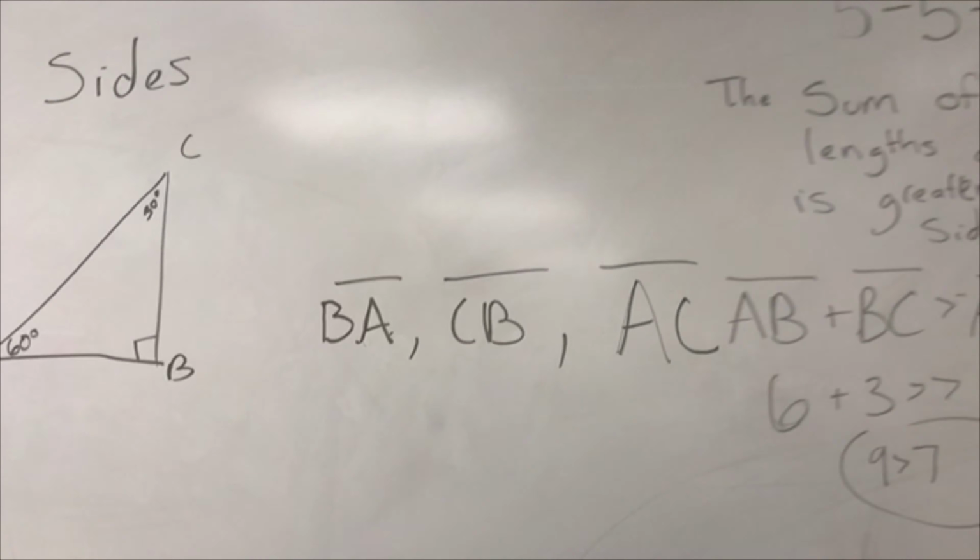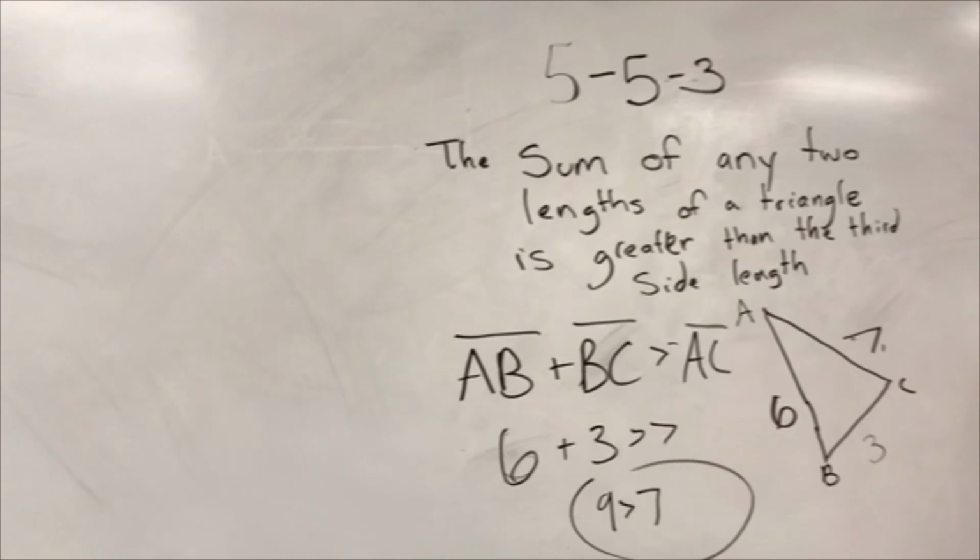The theorem of this section tells us that the sum of any two lengths of a triangle is greater than the third side length. So you take the two smallest lengths, and they have to be greater than the third side.